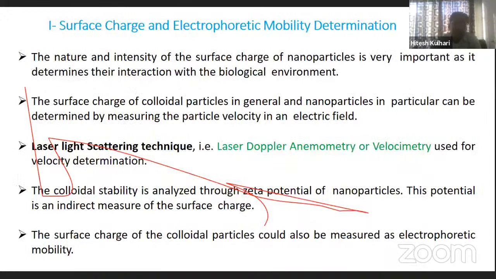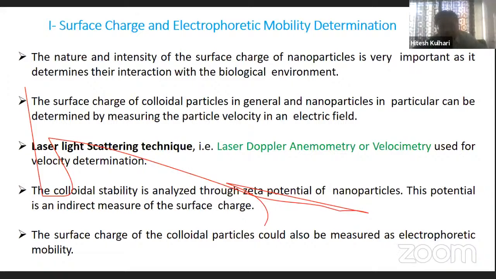Next is surface charge and electrophoretic mobility determination. Surface charge is very important for the stability of the nanoparticle. If a particle has more charge, whether it is cationic or anionic in nature, the nanoparticle will remain stable in any media. But if the particles have a neutral charge, or near neutral, then it will be difficult for them to remain stable because the particle interaction will be more.